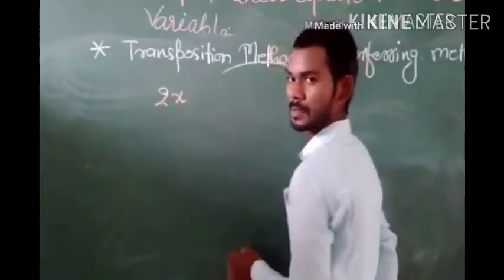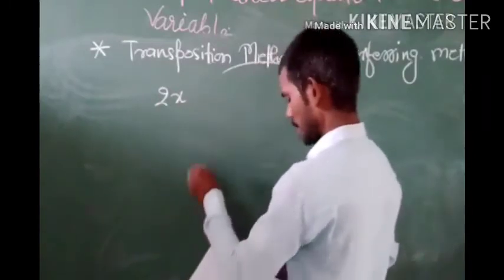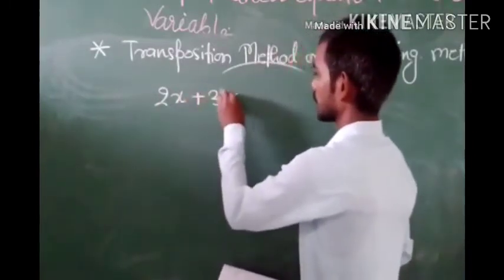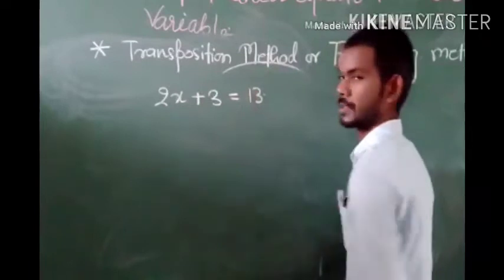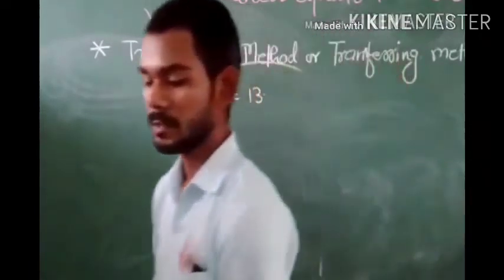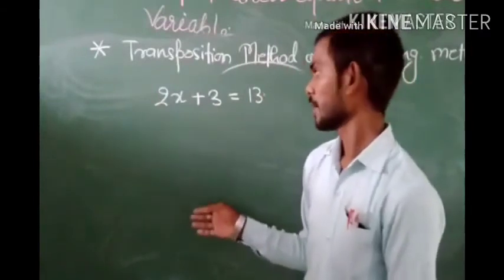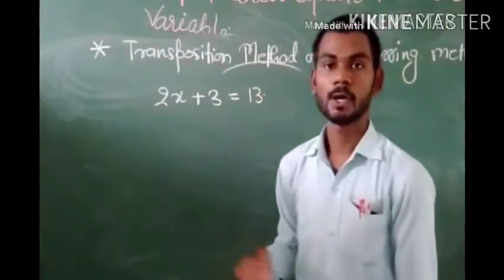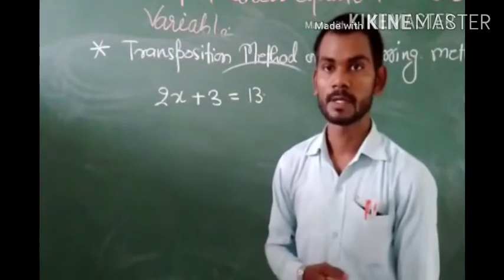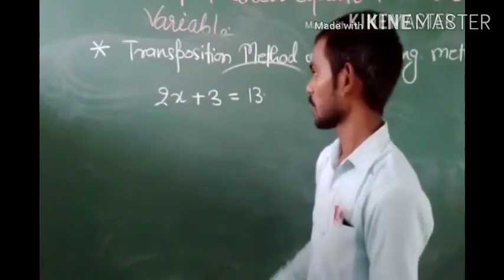2x plus 3 is equal to 13. This is the given question, and let us solve this question by the transferring method or transposition method. How do we have to solve this?